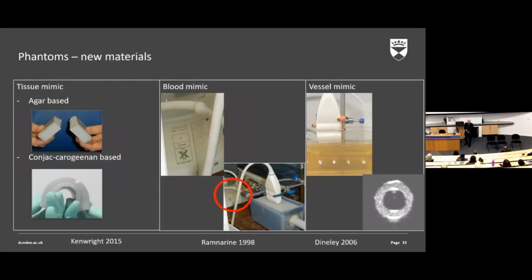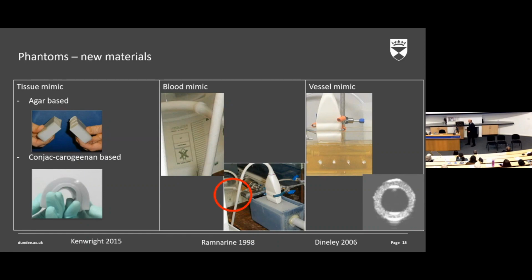So my lab has spent a lot of effort making tissue mimics, blood mimics, and vessel mimics, which have got the correct physical properties. So starting on the left-hand side, the original agar-based tissue mimic, as you can see, is relatively weak, and it splits very, very easily. Now, this is a problem if the vessel is quite close to the surface, or if the anatomy is complex and the phantom will rupture.